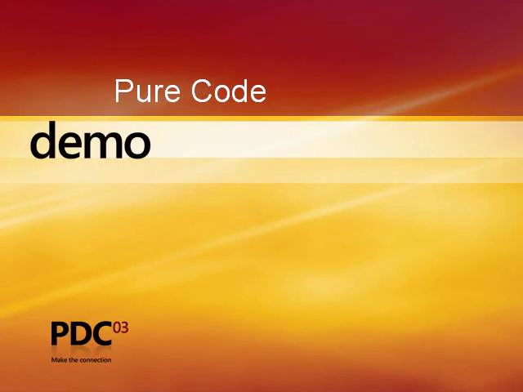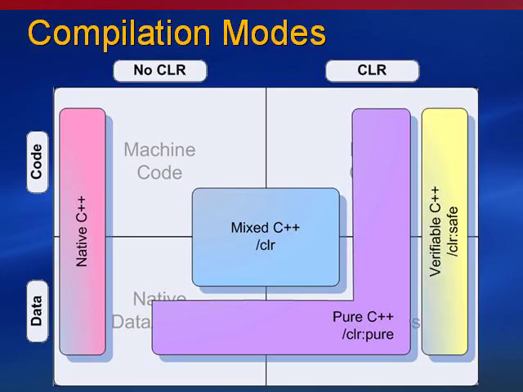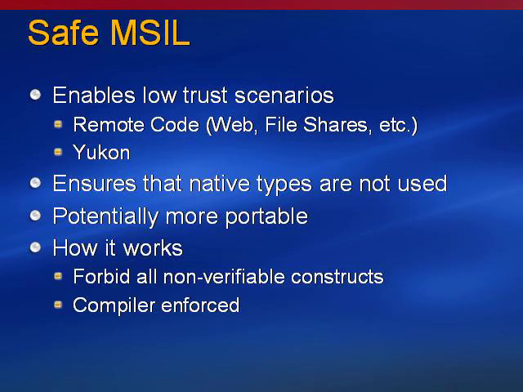Since it's pure, we get to do all those interesting reflection scenarios. But of course, pure only buys us a little bit. The real holy grail for the .NET developers, especially if you're looking at things like mobile deployment or writing scripts for Yukon, is being able to do verifiable. And that's the third mode that we have for CLR compilations. We call it CLR safe in Whidbey. This enables all of your low trust scenarios.